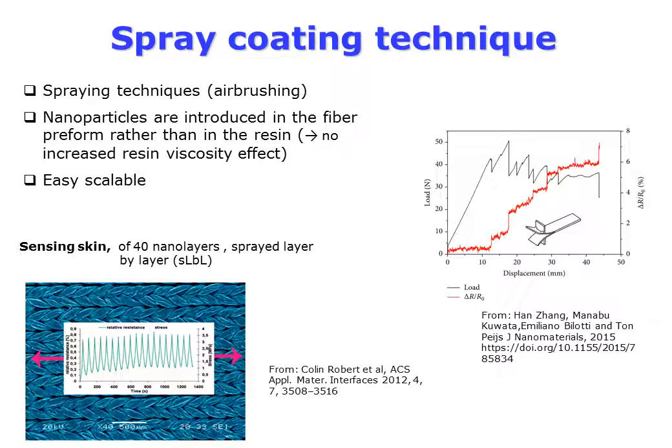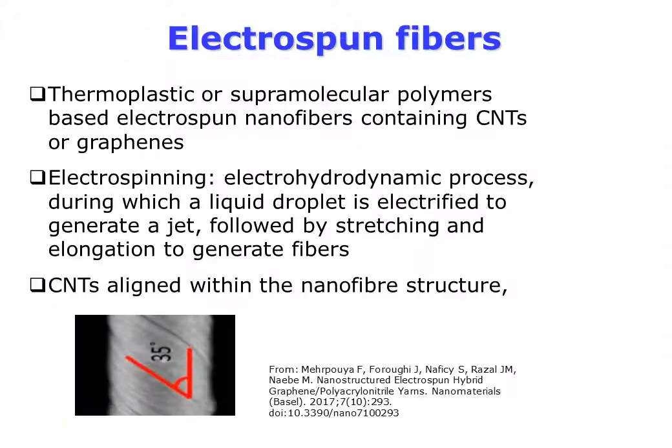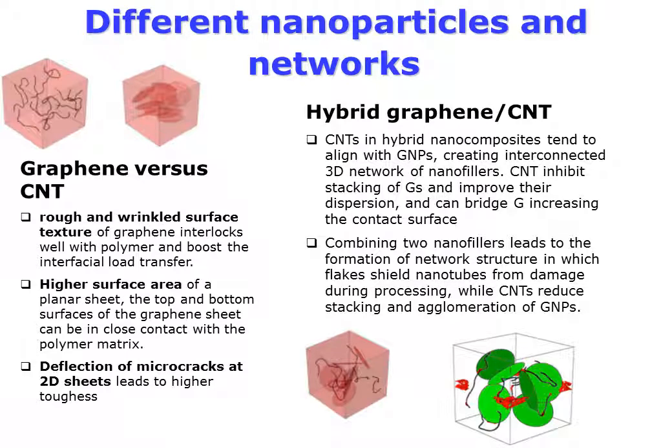A quite efficient and easily scalable technology is spray coating. Nanoparticles are introduced in the fiber preform, rather than in the resin. And one more technology to mention is electrospun fibers with nanoparticles. There are advantages and disadvantages of different conductive nanoparticles. Graphene sheets ensure better interlocking with polymers, and also larger crack deviation, leading to enhanced toughness.